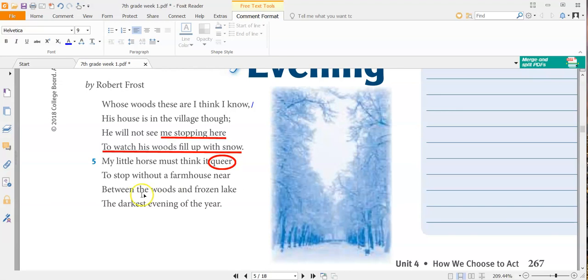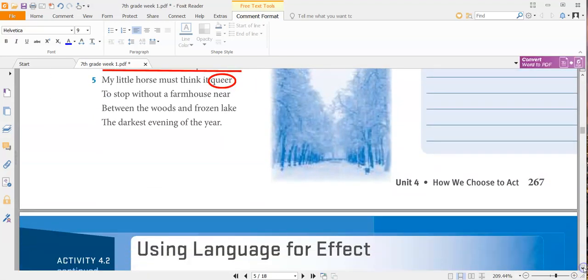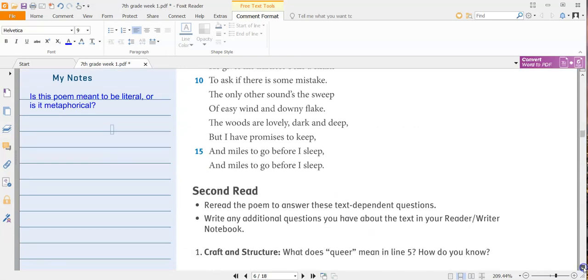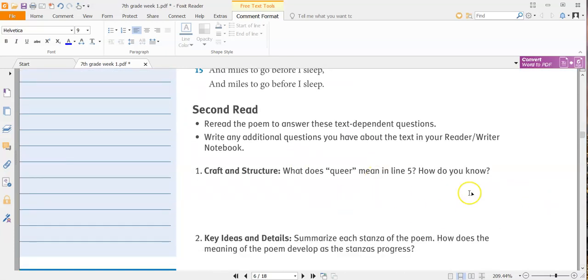The reason we figured this out is because we know that horses need a farmhouse. In this case, there is none. So in a normal situation, there would be. The opposite of normal is strange or weird or not normal. So any of those answers are suitable. Put it in your own words. Make sure that you're using a direct quote from the poem when you answer these questions. And I will answer this one with you to give you an example of how I want your questions to be answered. So I said the word queer here means strange or unusual.